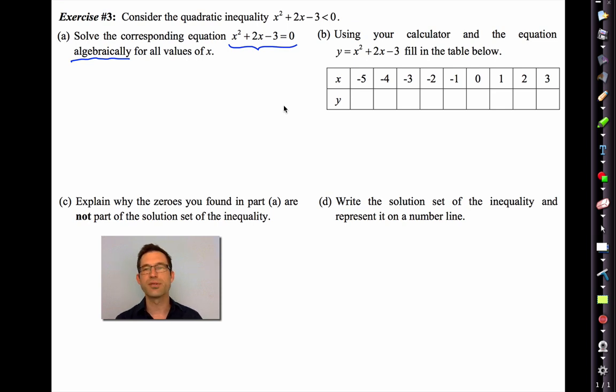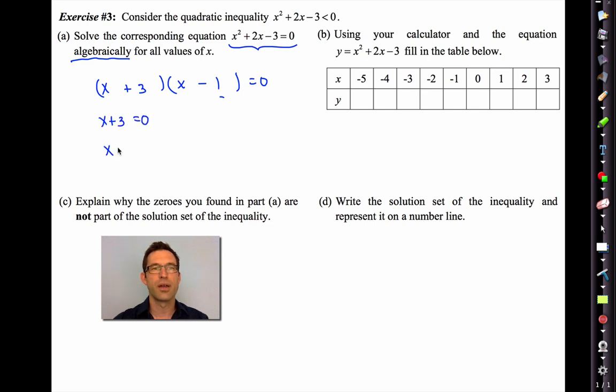All right, well, this requires the zero product law, but at least it's already equal to 0. We can factor this thing, and I believe it's x plus 3 and x minus 1. So we have x plus 3 equals 0, and x equals negative 3, and we have x minus 1 equals 0, and x equals positive 1. All right, there we go.